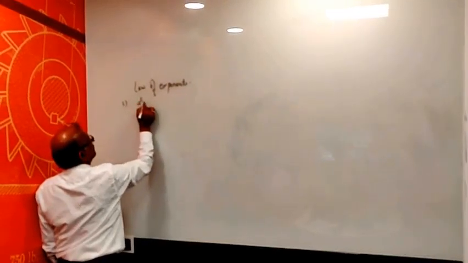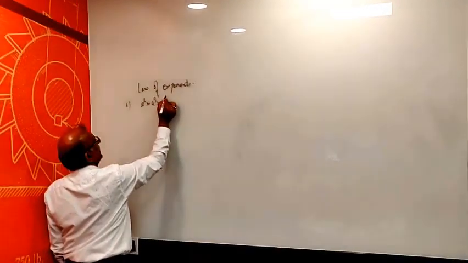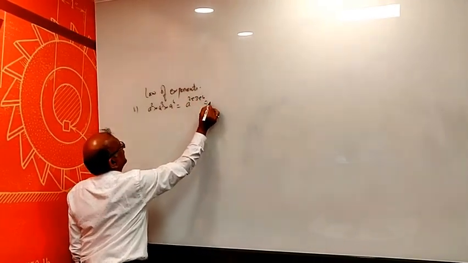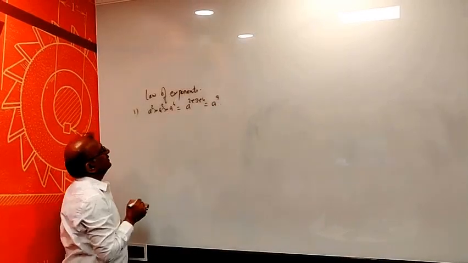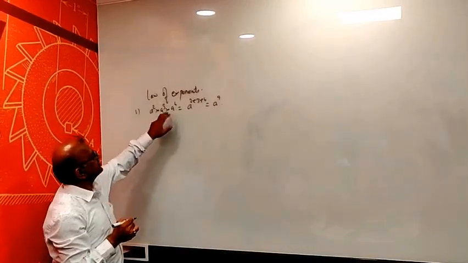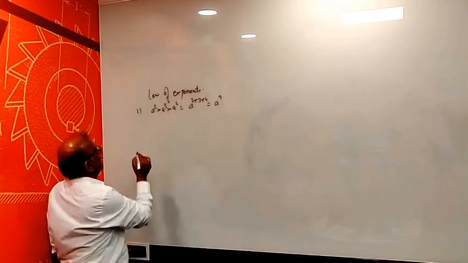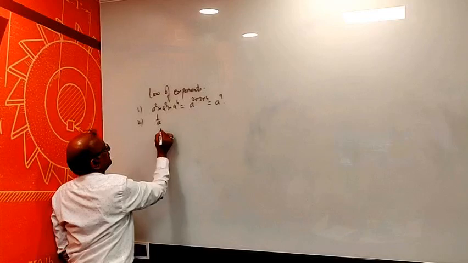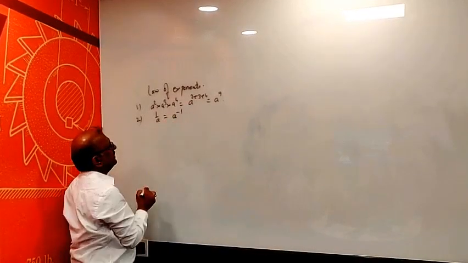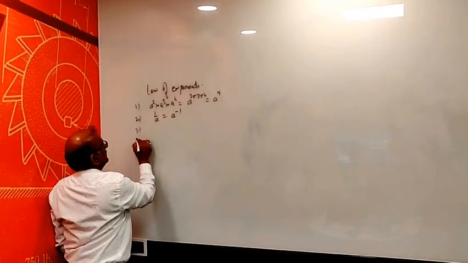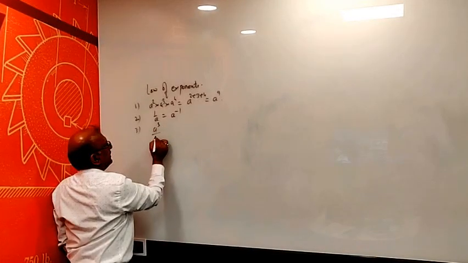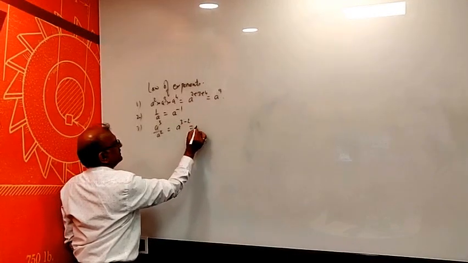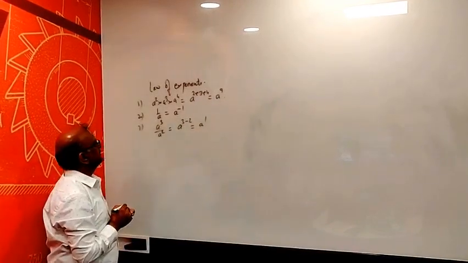If I have a squared into a cubed into a raised to power 4, that can be simplified like this. The powers of the bases can be added up. Next, if I have 1 upon a, that can be written as a raised to power minus 1. Next, if I have a raised to power 3 upon a raised to power 2, that can be simplified like this, which becomes this.